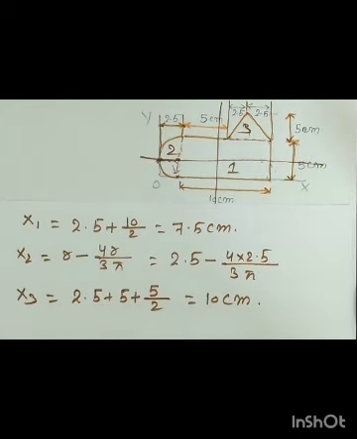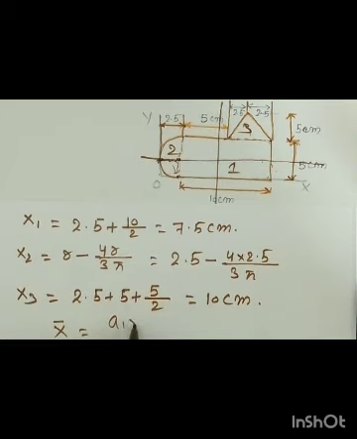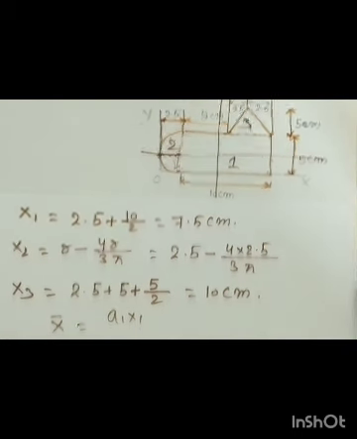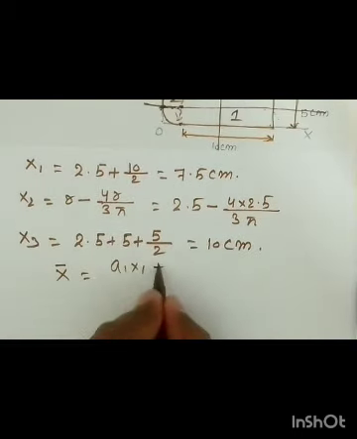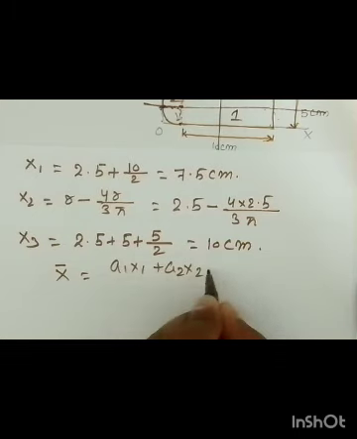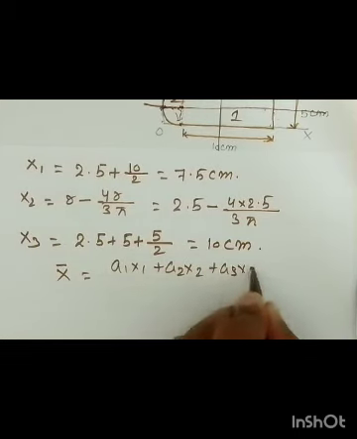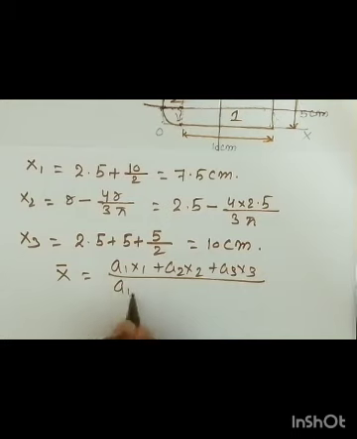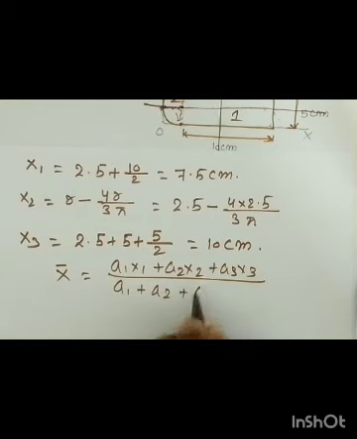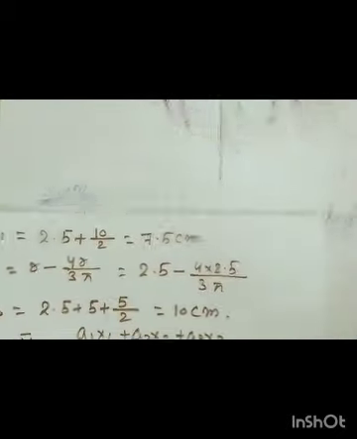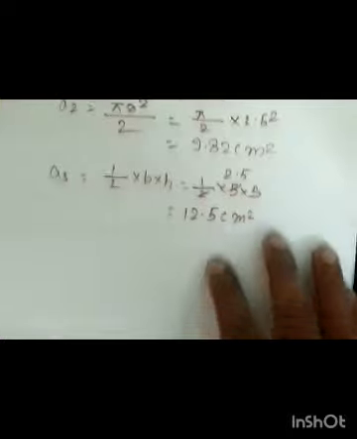Okay, now we will impose these values into the empirical relation. So x bar is what? x bar is equal to a1 x1 plus a2 x2 plus a3 x3 by a1 plus a2 plus a3. So what is that? Substitute all the values. So you can get the reference here.